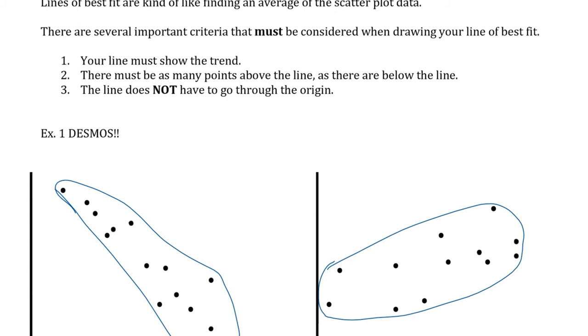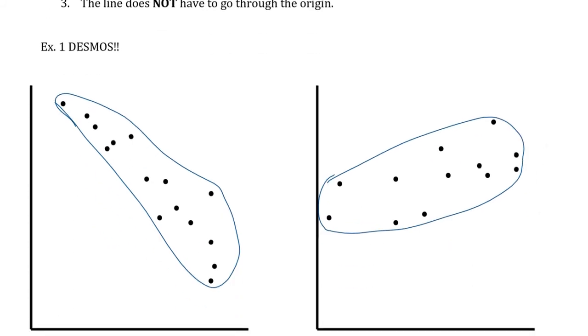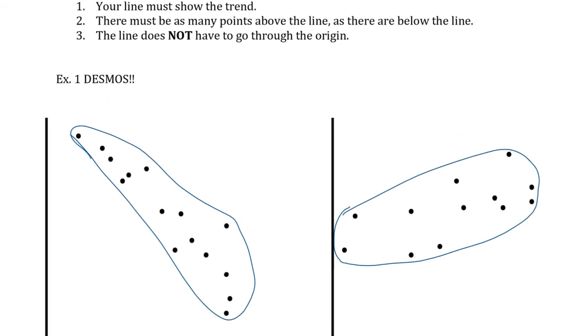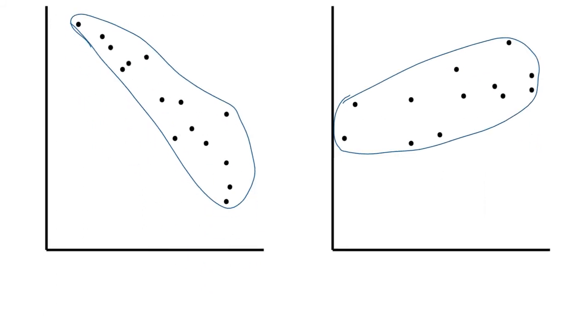You can also try to get a bunch of points on the line. Sometimes that's good to do. What you don't want to do is just pick the first point and pick the last point and just connect them. That's not how you do it. And point number 3 here is the line does not have to go through the origin. I kind of commented on that. That's what people like to do. They like to start at the origin and just have it go up from there. That is not going to be good because it doesn't show the trend.